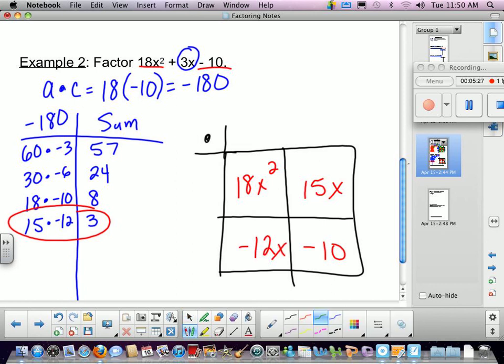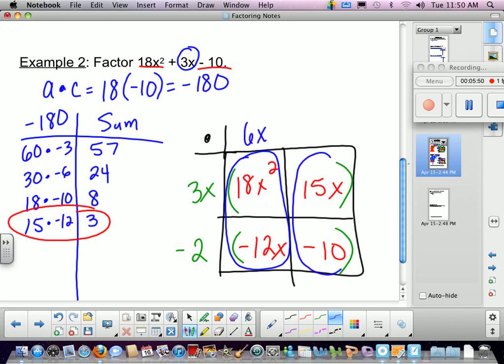So then we factor out of 18x squared and 15x, that would be 3x. Negative 12 and negative 10, since they're both negative, I'm going to go ahead and factor out a negative, and I'm going to factor out negative 2. Going this way, 18x squared and 12x, we're going to factor out 6x. And then 15 and negative 10, I would factor out a 5. So the answer in factored form would be 3x minus 2, 6x plus 5.